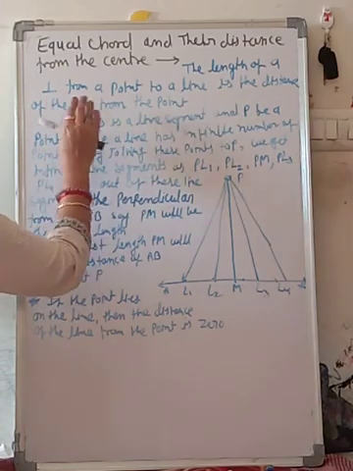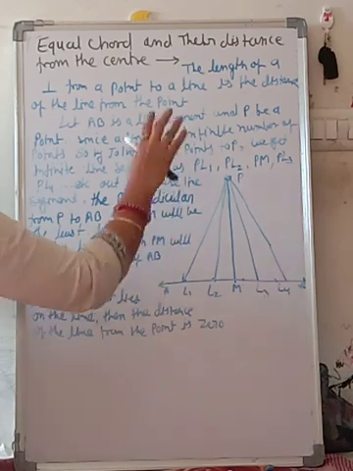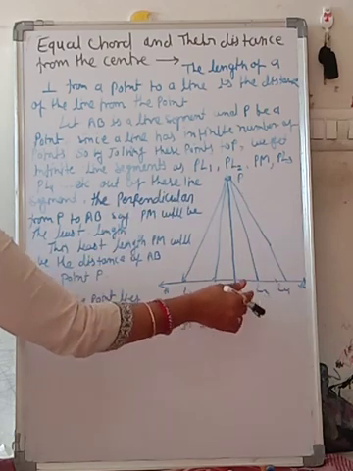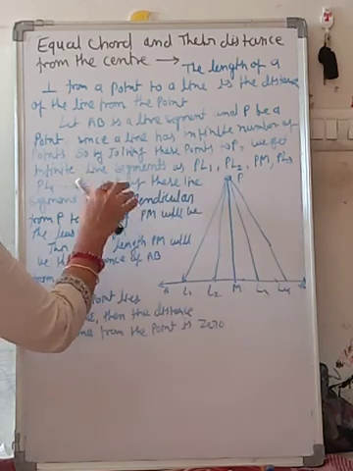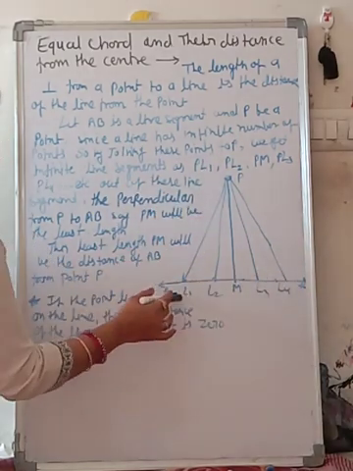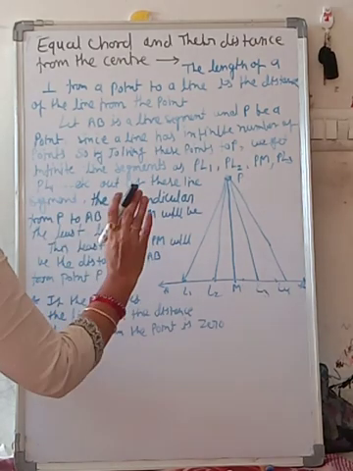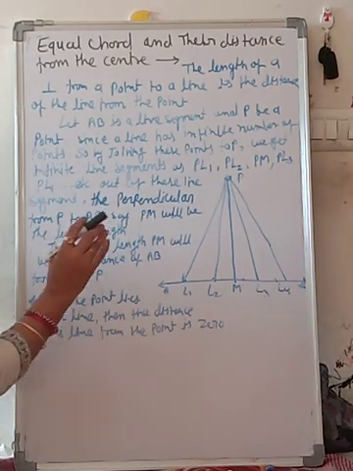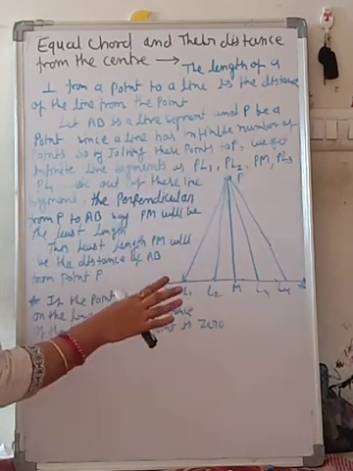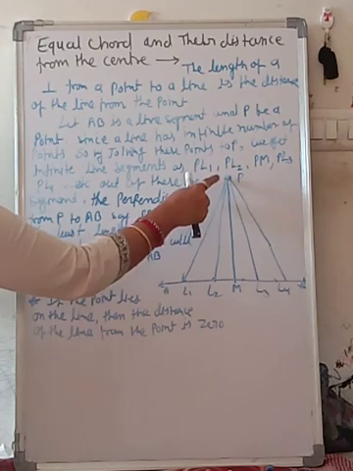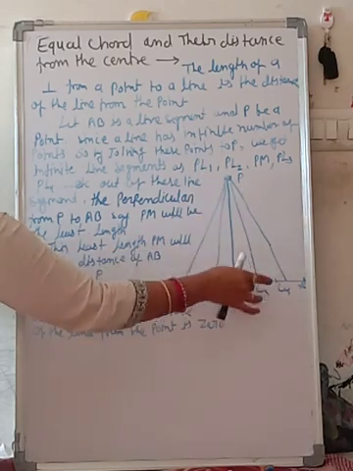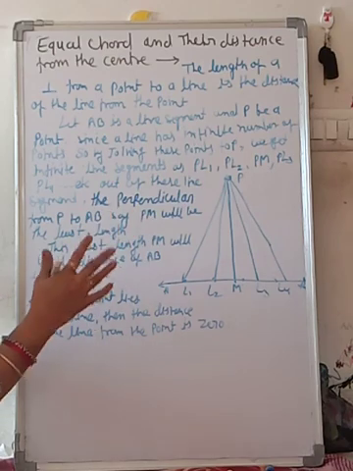The length of a perpendicular from a point to a line is the distance of the line from the point. Here AB is a line segment and P is any point. Since a line has an infinite number of points, by joining these points to P we get infinitely many line segments: PL1, PL2, PM, PL3, PL4. These are called line segments.